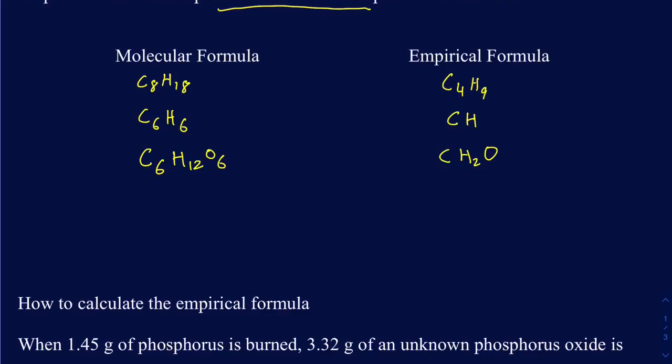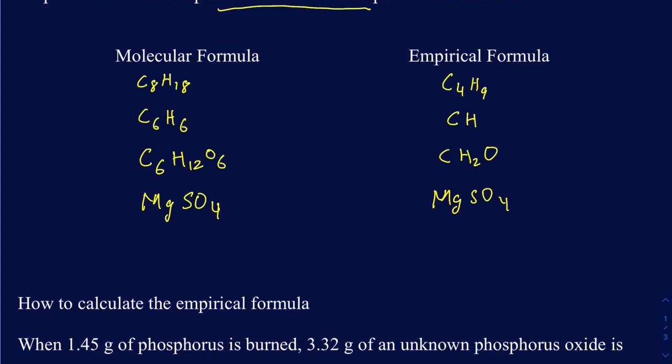What about something like magnesium sulfate? So I have MgSO4 to be the formula for magnesium sulfate. And it seems like this is already in the simplest form. I can't really reduce it anymore. So that means at that time, this empirical formula would be the same as the molecular formula.